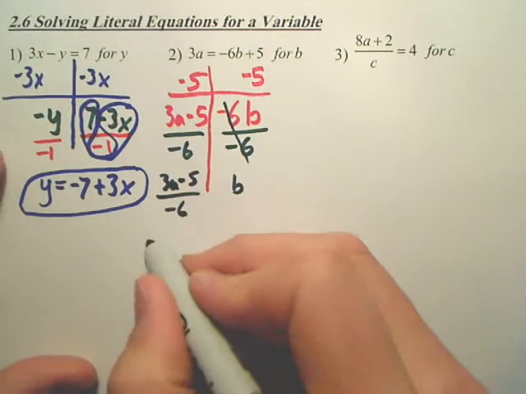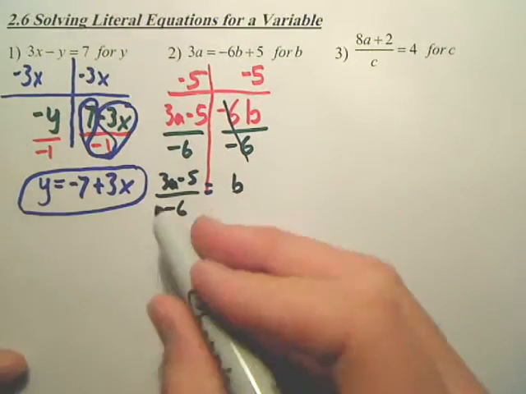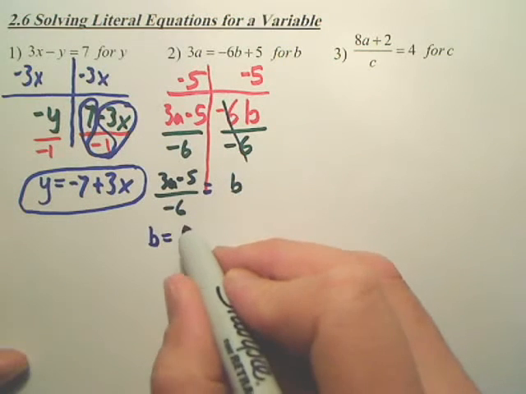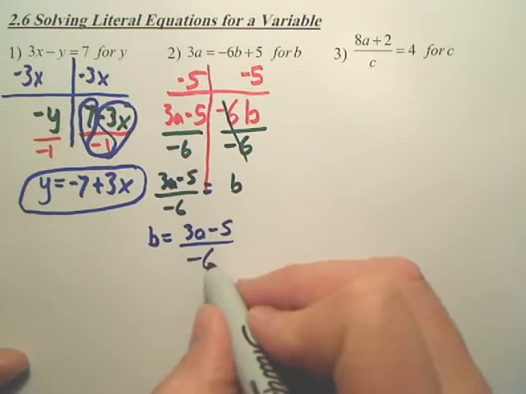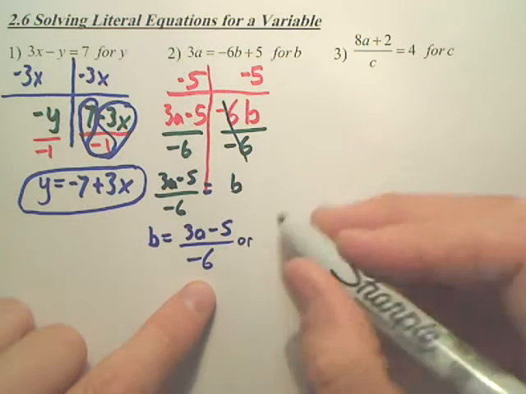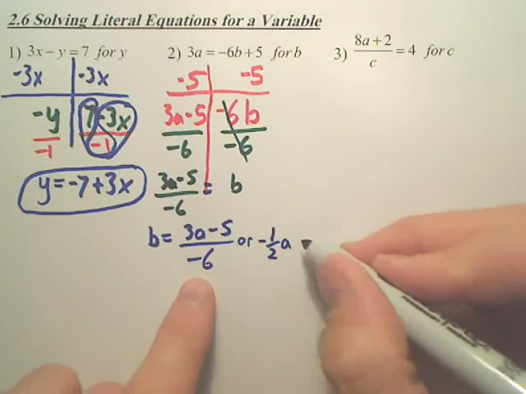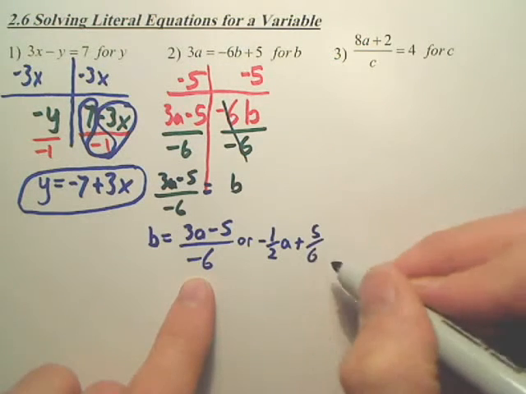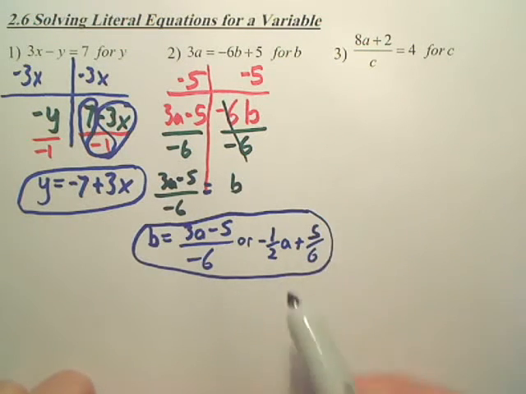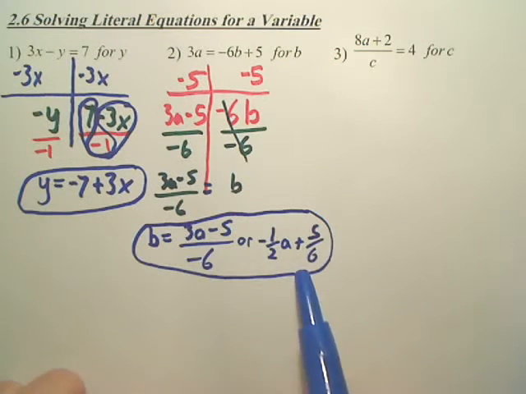So your answer could be two answers. Can I flip-flop the sides? I'm going to flip-flop the sides, because I like to usually have b equals instead of b over here. So you can either write it as 3a minus 5 over negative 6, or what's 3 divided by negative 6? That's negative 1/2. And negative 5 divided by negative 6 doesn't reduce, but you could write it as 5/6. Either of these answers work for b. I kind of like this one better than this one.